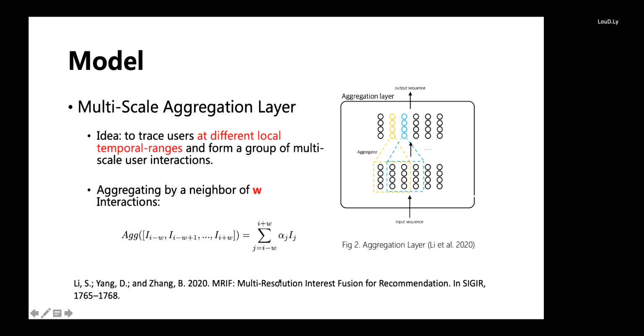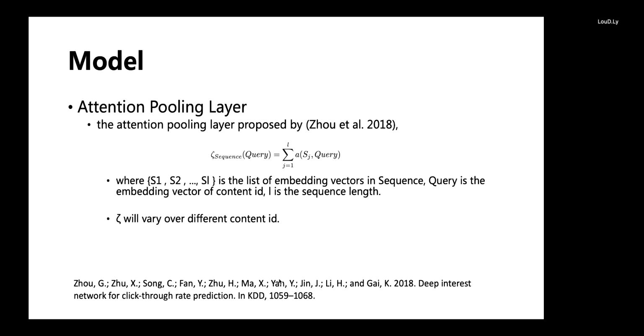The second modular is the multi-scale aggregation layer. The idea of this layer is to trace users at different local temporal ranges. We aggregated several interactions within a fixed local window size by a learnable attention layer. The final modular is the attention pooling layer, which is proposed by Zhou etc. 2018.